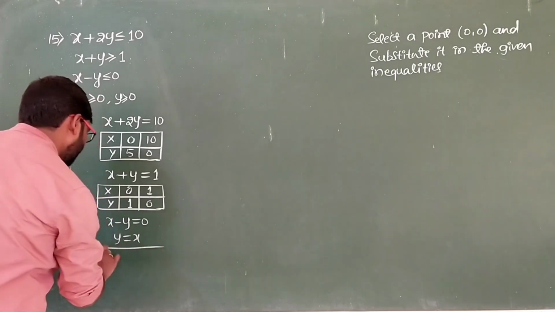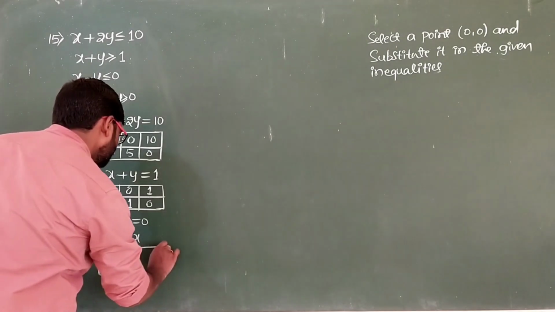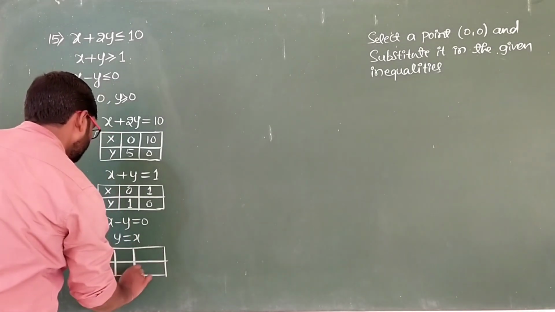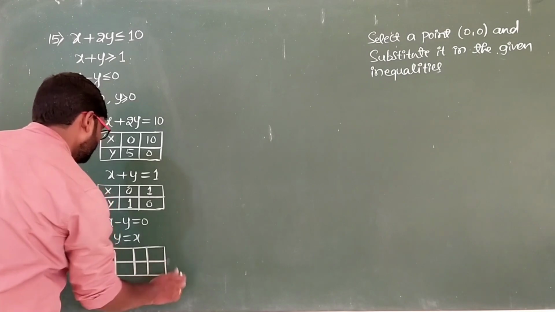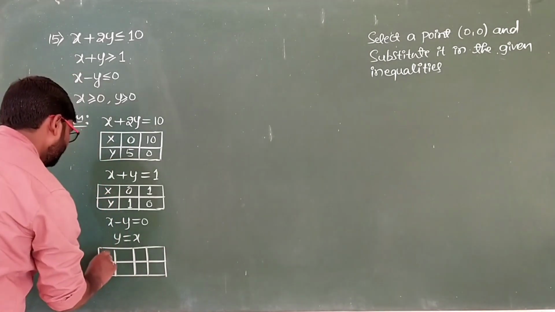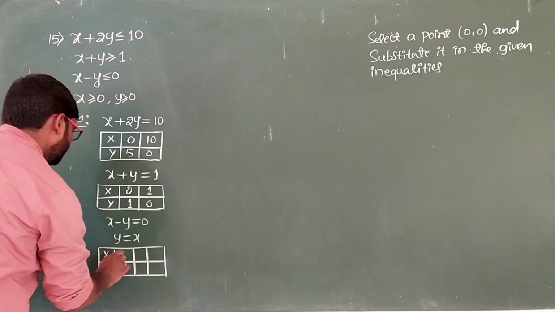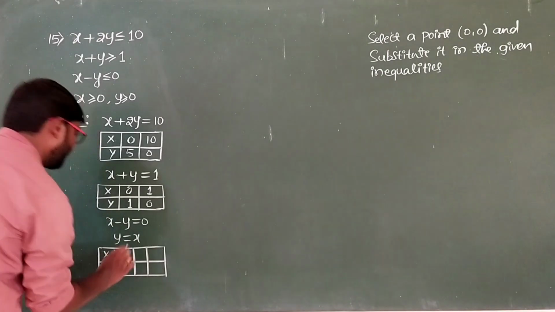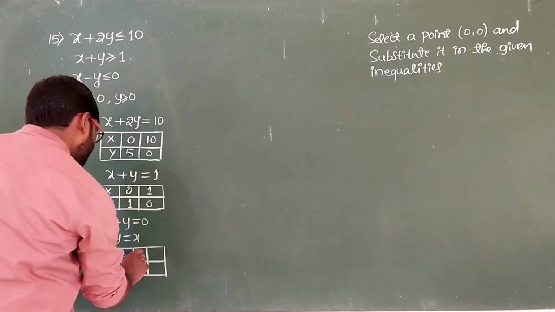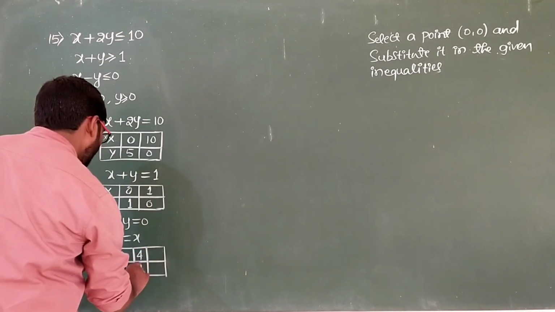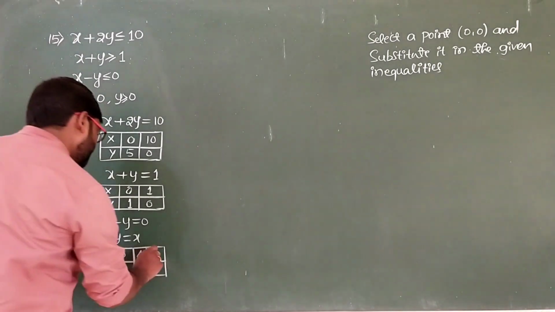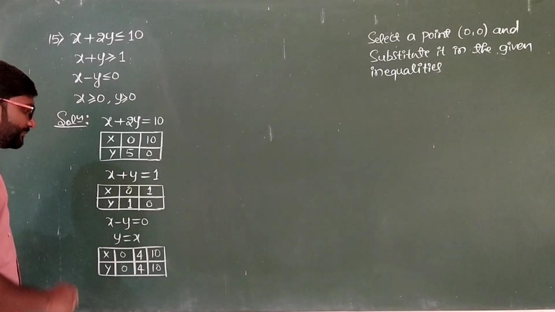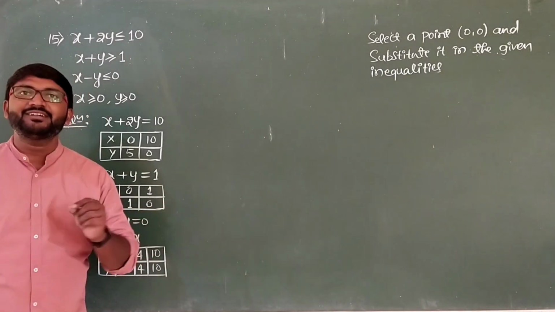So for this we have to write the table. We'll take x, y: when x is 0, y will also be 0. When x is 4, y will also be 4. Then when x is 10, y will also be 10. So with the help of these three tables we have to go for the graph.